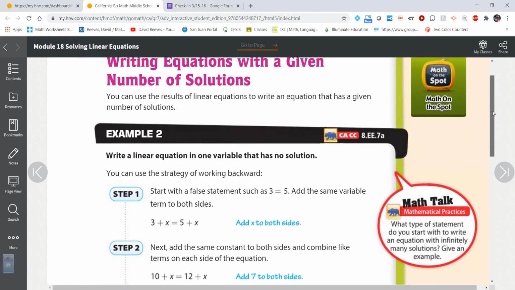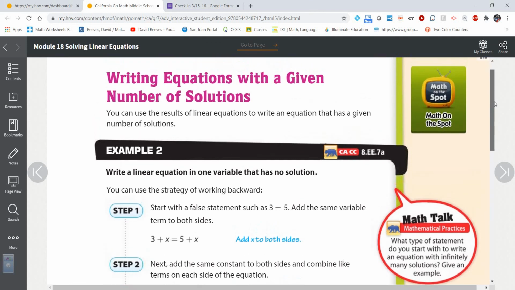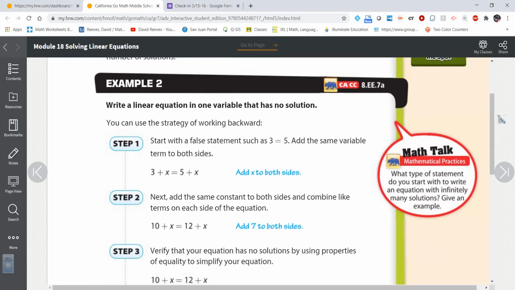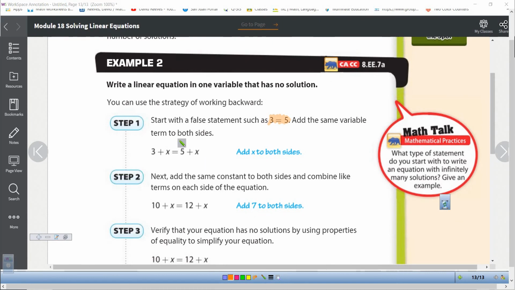They also, in this lesson, wanted you to create some equations that had no solutions or infinitely many solutions. So what you do is you just work backwards. If you're trying to create an equation that has no solution, start with a false statement like 3 equals 5. Then whatever you do the same thing to both sides, and just build up from there. You notice what they did: they started with 3 equals 5, which of course is a false statement.